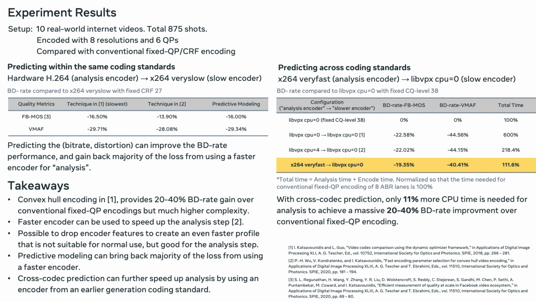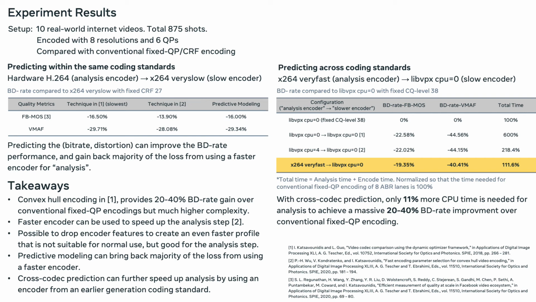And the other set of results is where we predict across coding standards, where we use x264 very fast as the analysis encoder and libvpx as the slow encoder. And the table shows the BD rate compared to libvpx CPU 0 with fixed CQ level 38. As you can see, with cross-codec prediction, only 11% more CPU time is needed for analysis to achieve a massive 20 to 40% BD rate improvement over conventional fixed QP encoding.